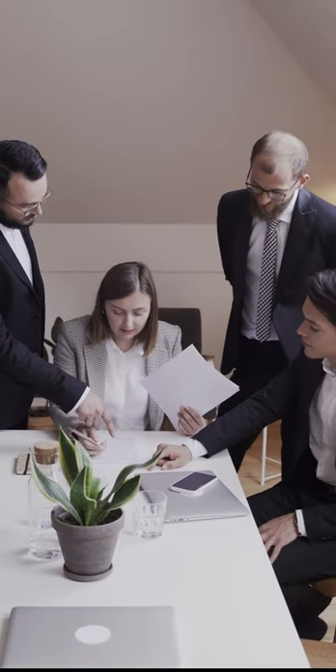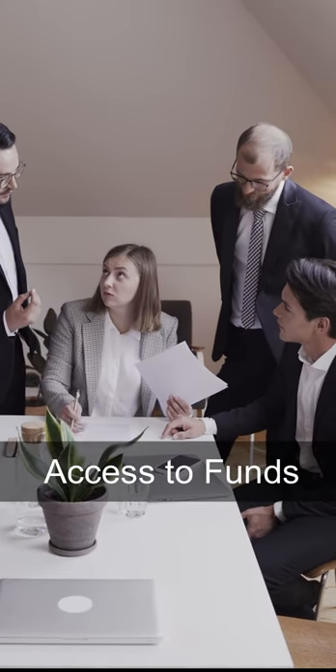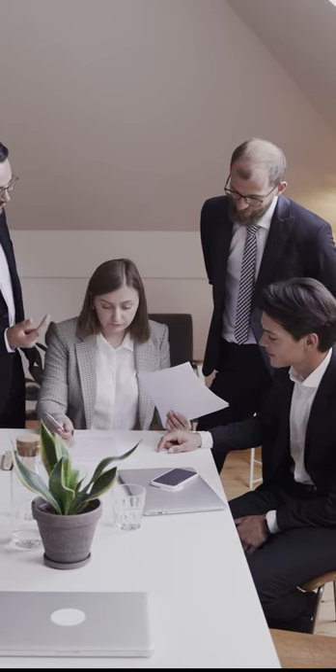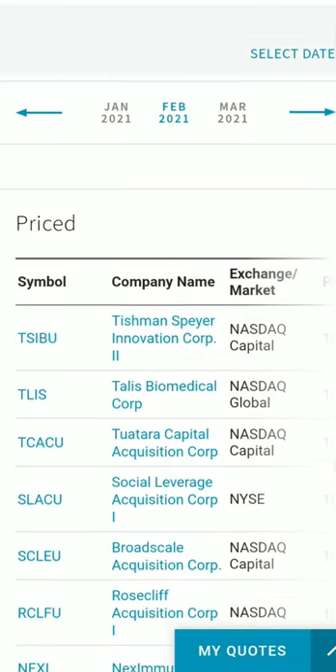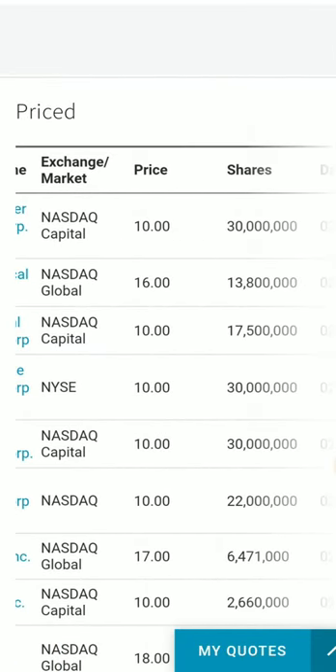An IPO is a big step for a company as it provides the company with access to raising a lot of money. This gives the company a greater ability to grow and expand. Did you know NASDAQ has an IPO calendar on its website where you can check the list of past and future IPOs?